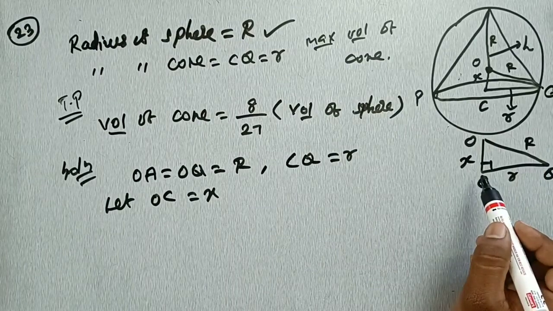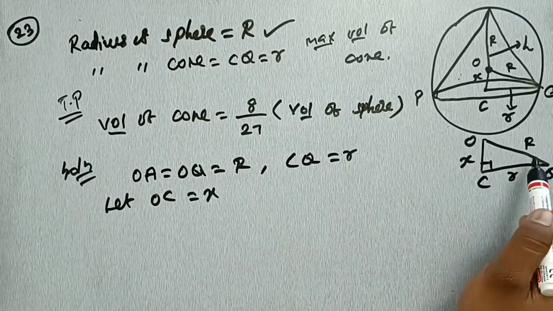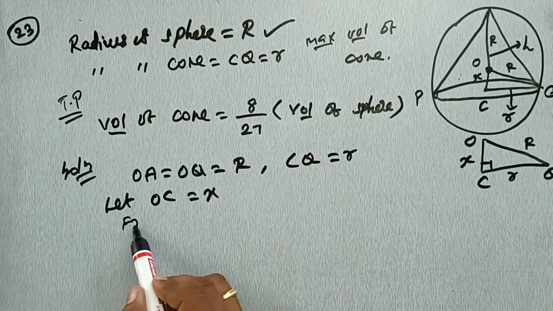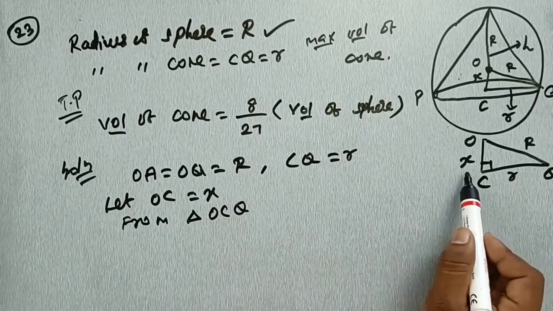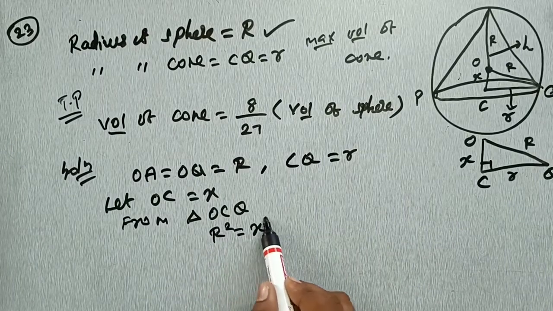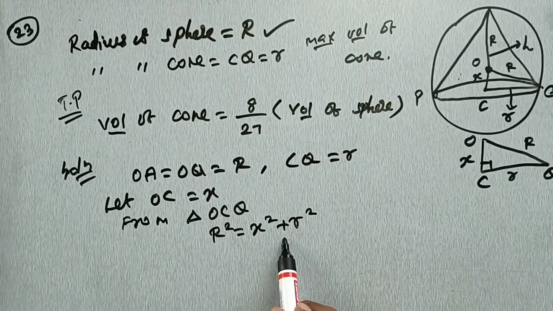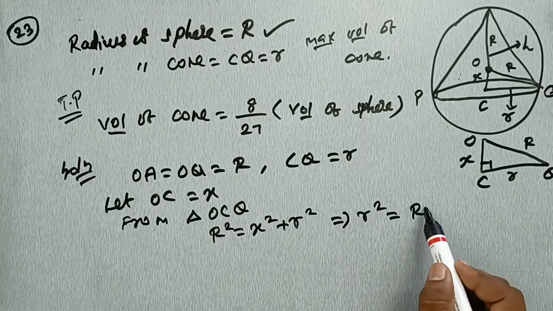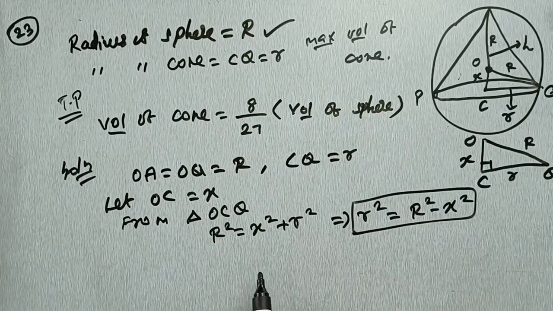Now what is the relation between these three sides of this right angle triangle? So I can relate the three. From triangle OCQ we can use Pythagoras theorem. So capital R square equal to x square plus r square. From this, the value of the radius is r square equal to capital R square minus x square.